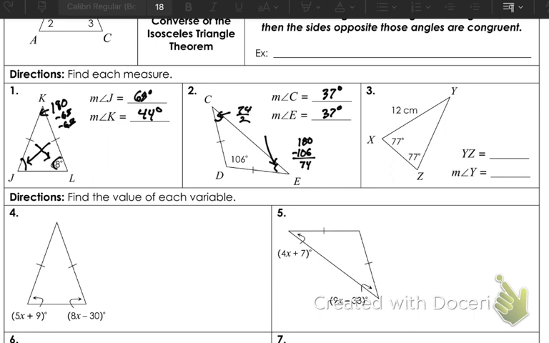And if you're never sure about your work, just do 37 plus 37 plus 106, and it better come out to 180.